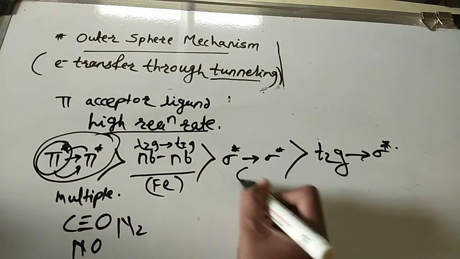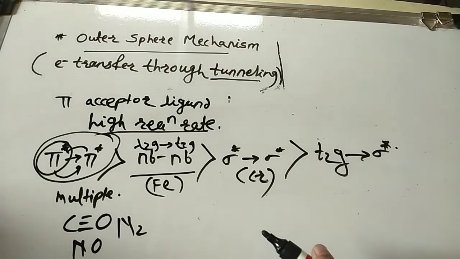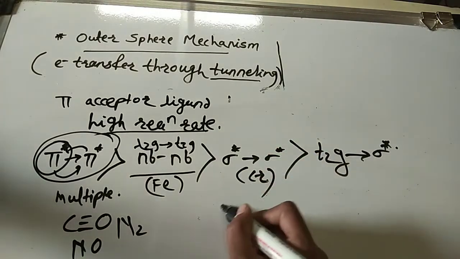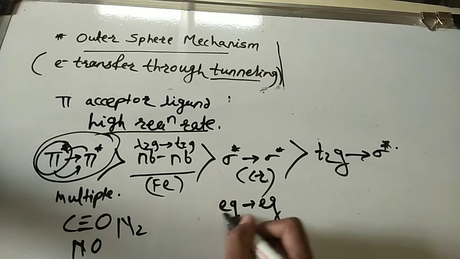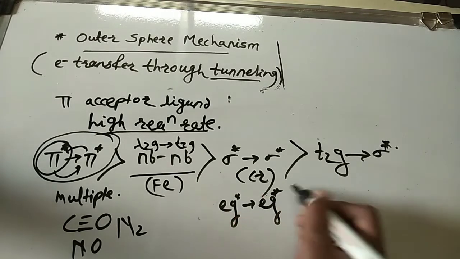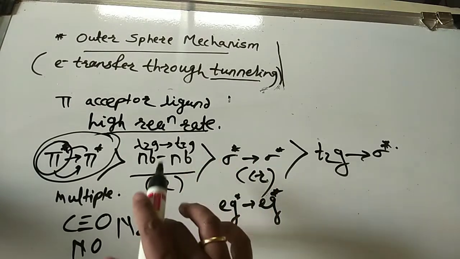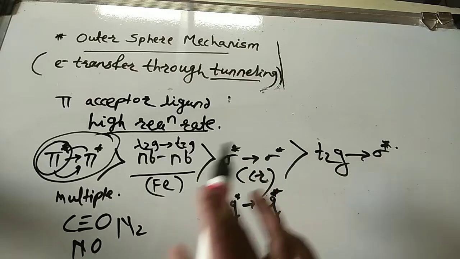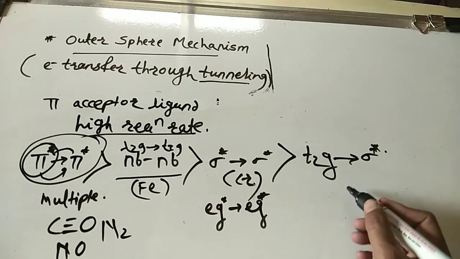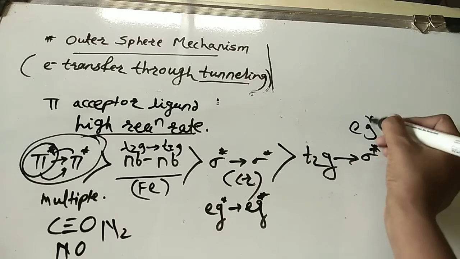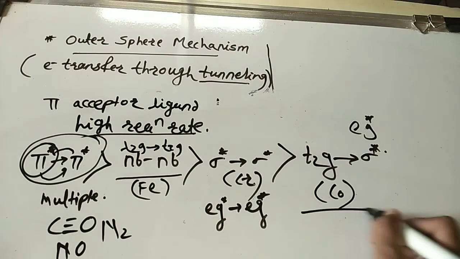Next is what? Sigma to sigma star. Generally in this particular transition chromium complexes are involved, and in this transition transfer of electron occurs from Eg to Eg star. So the rate of this reaction is less than that of the non-bonding to non-bonding, and the last one is T2g to sigma star or Eg star. This type of transition occurs in complexes having cobalt.